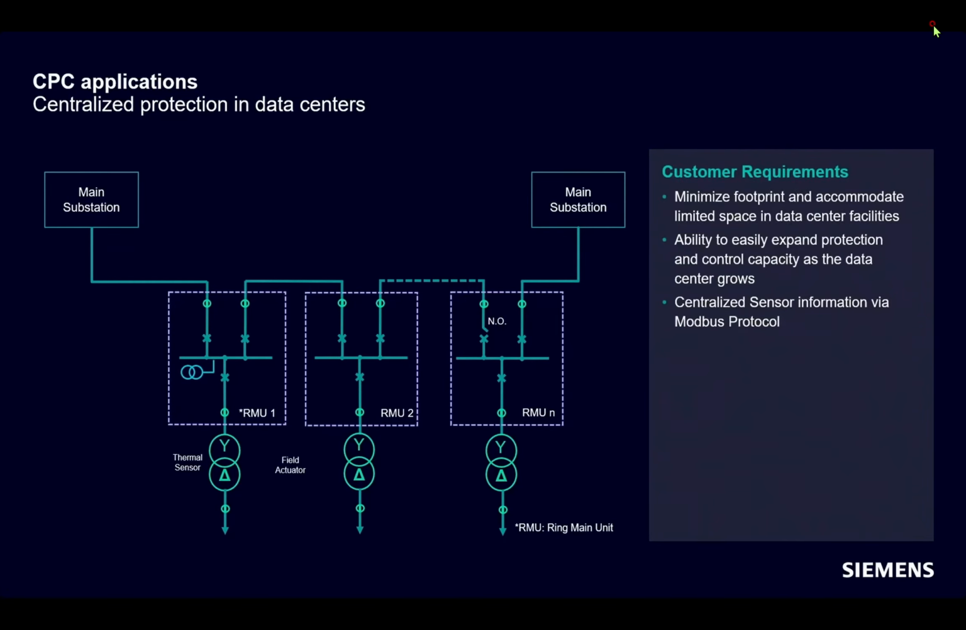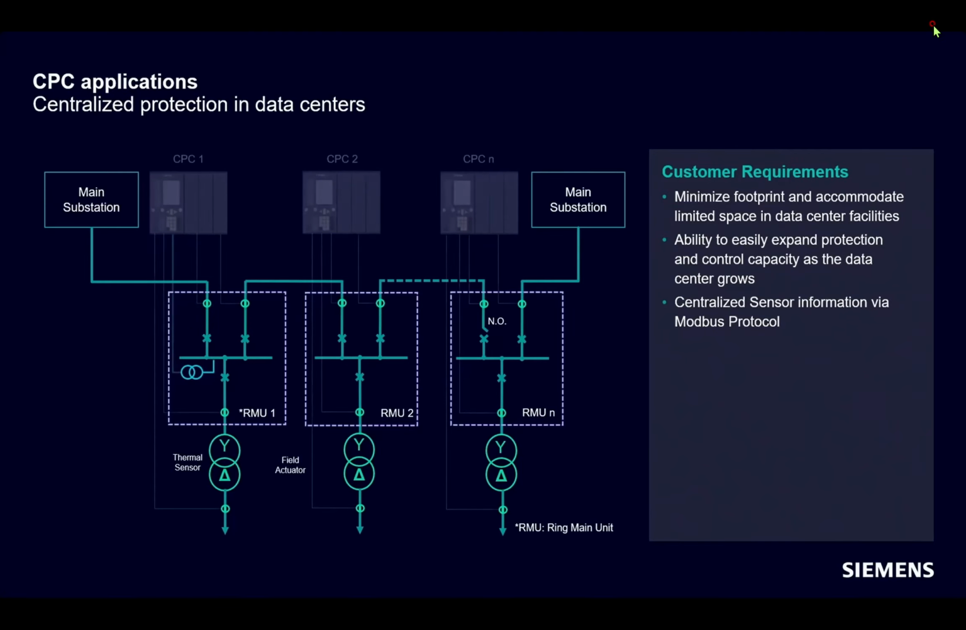When thinking about requirements, the customer may ask for reduction of footprint, less space and resources needed for equipment, space optimization, making the most of the available space in data center facilities, easy and quick expansion, adding more bays as the data center grows without much effort. Simple device: one device to integrate sensor information using, for example, a Modbus client device.